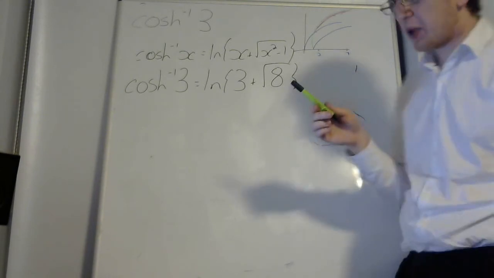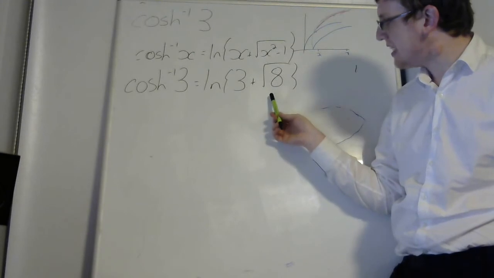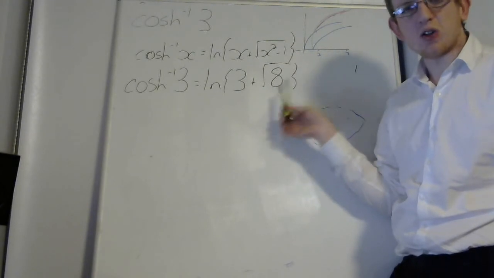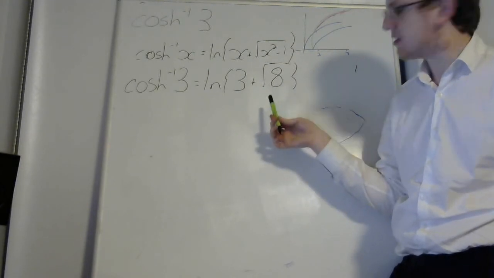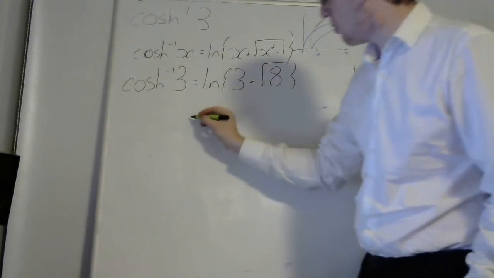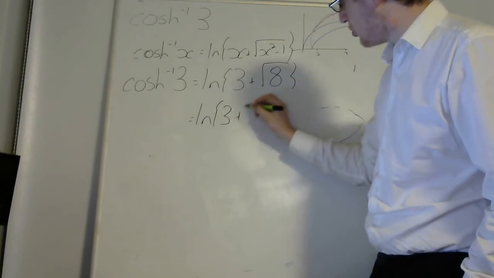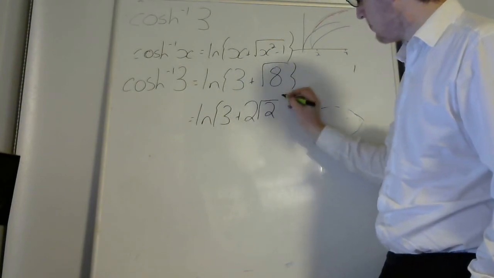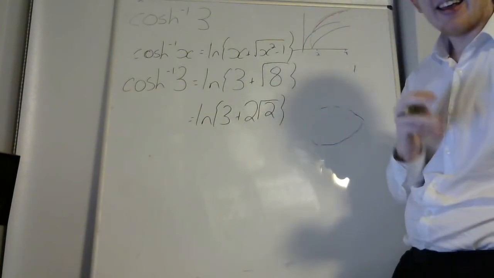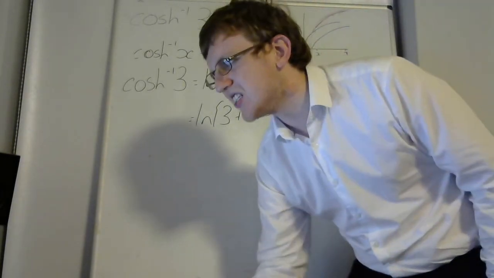Oh, I can do one thing with that. It's not looking like the answer just yet, but I can do one thing with the root 8, because I know it's got a square factor. 4 is a factor of 8, so I can bring the 4 outside the square root, where it becomes 2. So that's ln of 3 plus 2 root 2. But that isn't what the answer says.